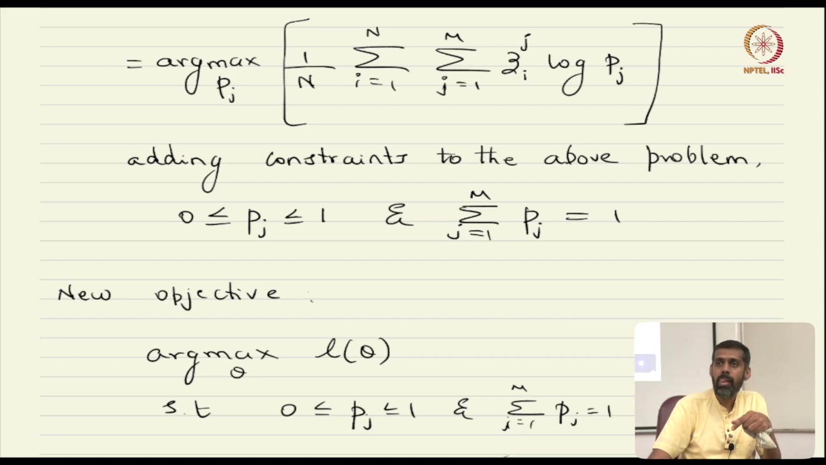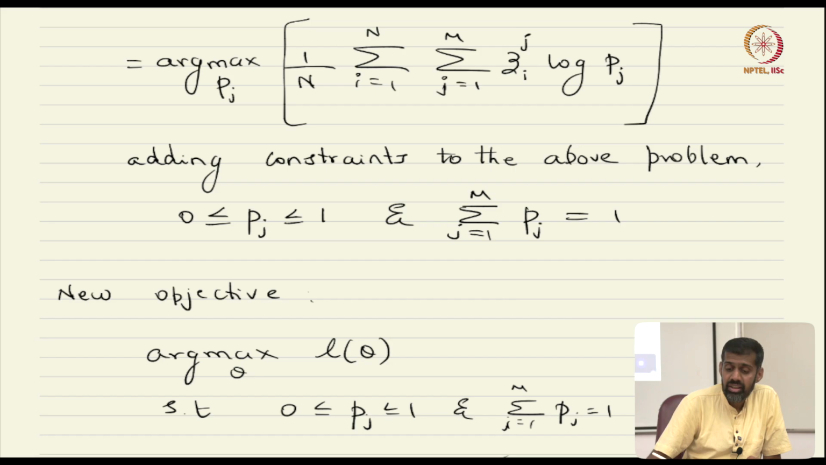So what should we do? We should add constraints to the optimization problem, right? So adding constraints to the above optimization problem, what will happen? What constraint should we add? We will have to ensure that my Pj's are bounded between 0 and 1. Is this enough? No. We will have to say that if you add all Pj's over all possible values, it should add to 1.